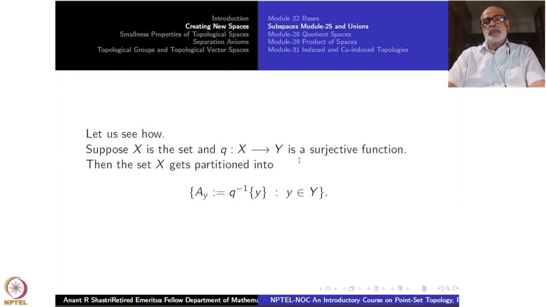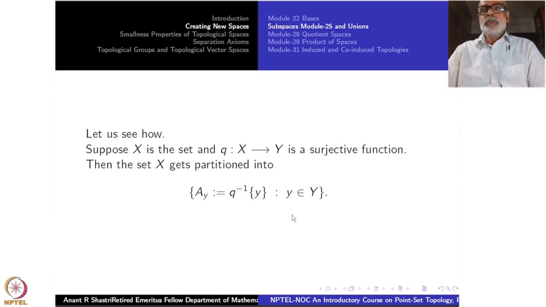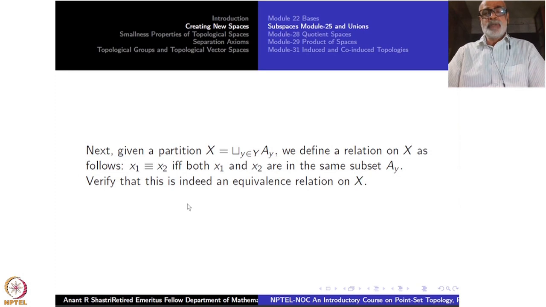Start with a function q from X to Y which is a surjective function, an onto function. Then put A_y equal to the fibers of q, q inverse of y, y belonging to Y. Clearly, the A_y will be disjoint. Being a surjective function, each q inverse of y will be non-empty also. Any point x will have to be mapped to some y, and then it will be in one of the q inverse of y. Therefore, X will be the union of all these sets. So that means that these A_y form a partition.